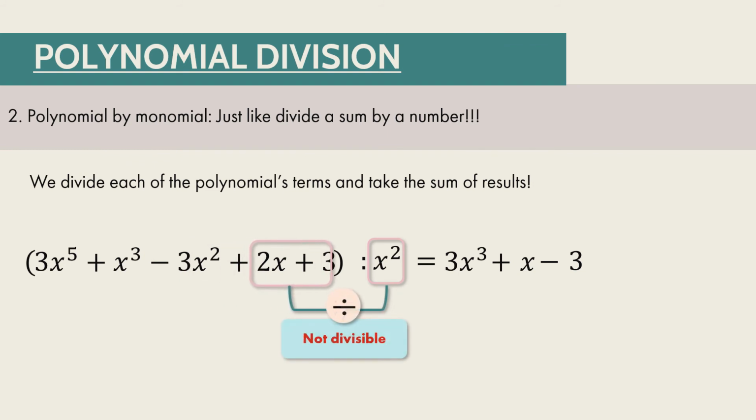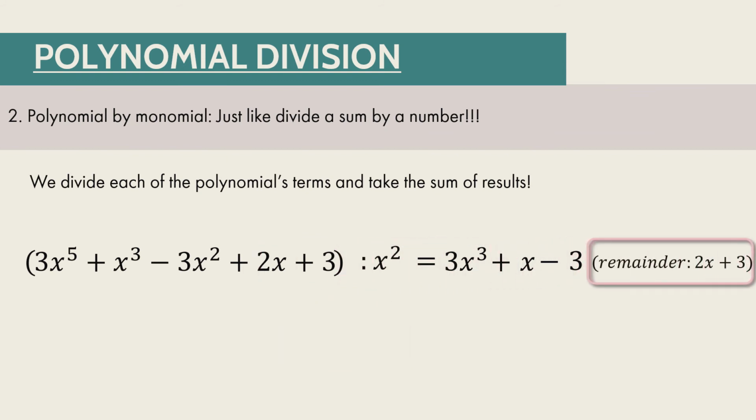Now, you can see that the next term has a degree lower than the degree of the divisor, so it cannot be divided. It is not divisible. So we keep the remaining part as the remainder of the division, just like the remainder of division between numbers. We can have the division of the remainder sometimes. So the remainder is 2x plus 3. Have you got the idea? Okay.